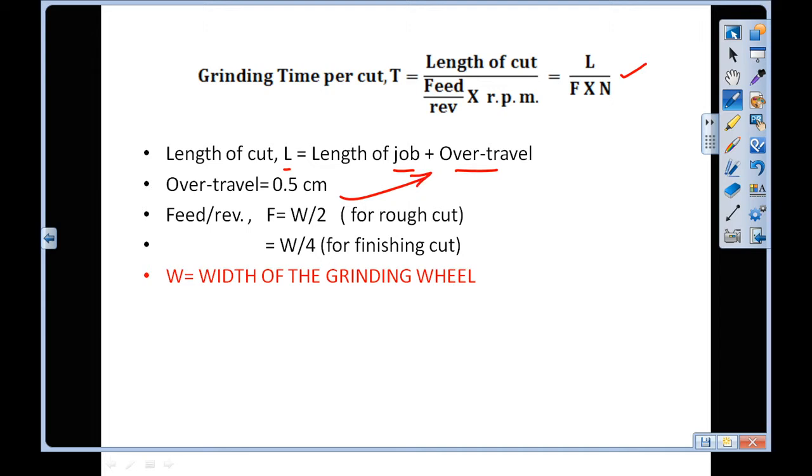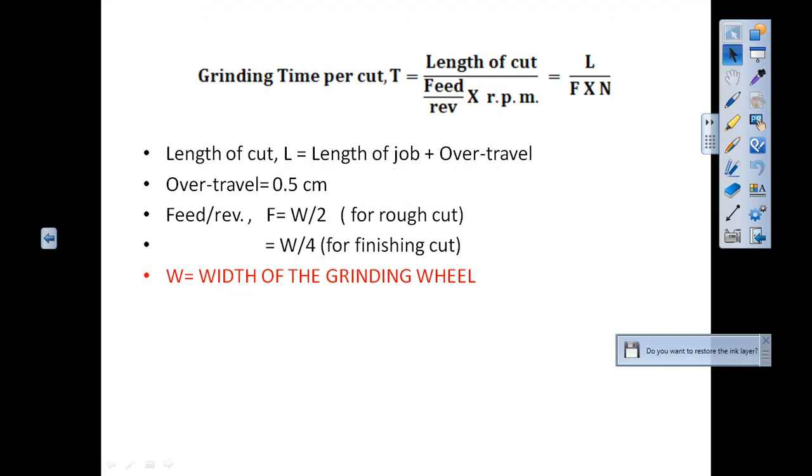Next is feed per revolution, F. In case of grinding, if we are using a rough cut, then F is equal to W by 2. And if we are taking a finishing cut, then F is taken as W by 4. Now what is W? W is the width of the grinding wheel.